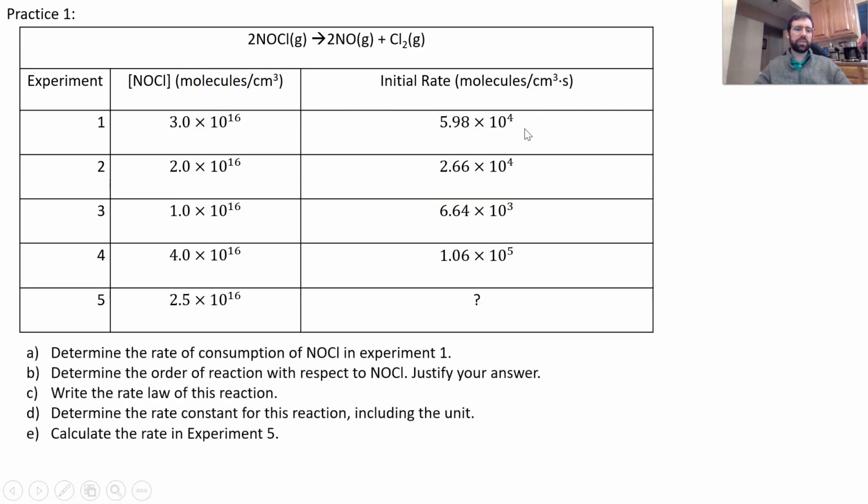First, we want to determine the rate of consumption of NOCl in experiment 1. We want to determine the order of the reaction with respect to NOCl and justify our answer. Write the rate law of this reaction, determine the rate constant for the reaction, including the units, and calculate the rate in experiment 5.